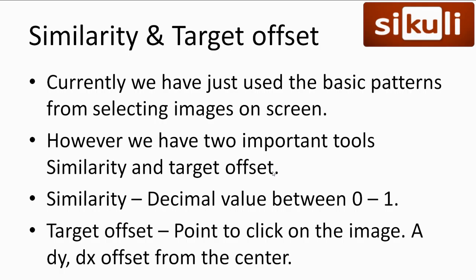Similarity is a decimal value between 0 and 1, but it's actually a percentage. For example, 0.5 is 50% similarity. You can think about it as sensitivity. At 50%, if something looks about 50% the same as what you're looking for, click that. If our similarity is 0.1 or 10%, if we find anything that looks about 10% the same as what we're looking for, click it. Then we have target offset. Simply, this is the point to click on the image. This is a dy/dx offset from the center of our image. This will be immediately obvious once we have a look at it.